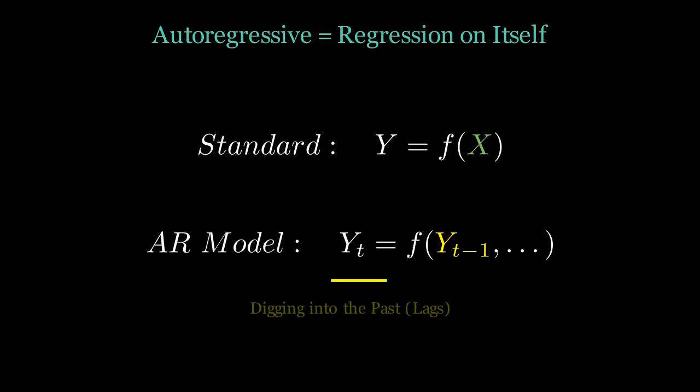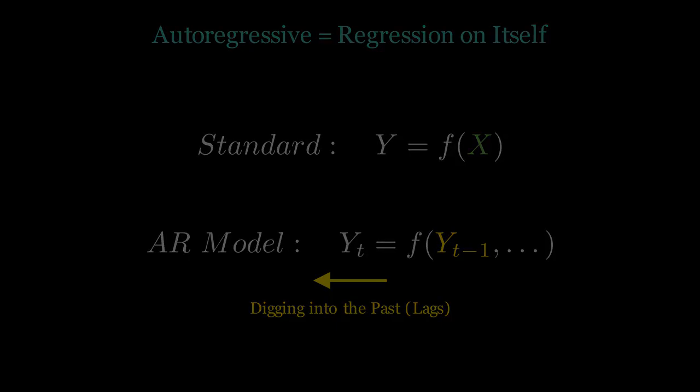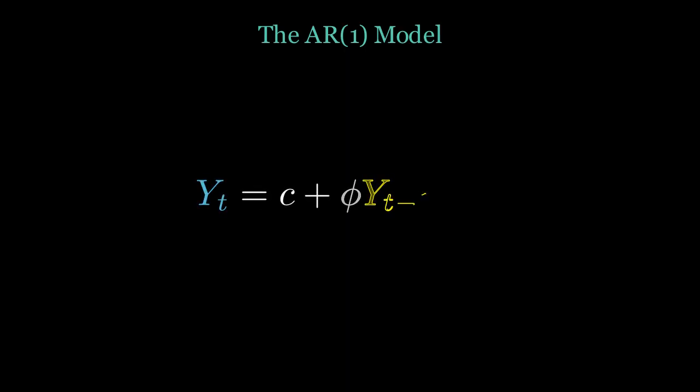Imagine you are tracking your daily mood. If today's mood is highly dependent on how you felt yesterday, you have an AR(1) process. The formula looks like this. Y_t equals a constant c plus a coefficient phi times the value of y at time t-1 plus some random error epsilon_t. This error is what we call white noise, the unpredictable shocks of life.